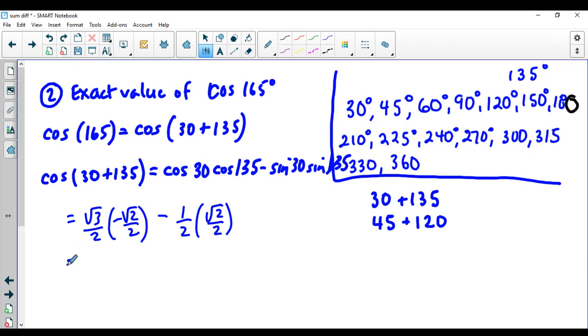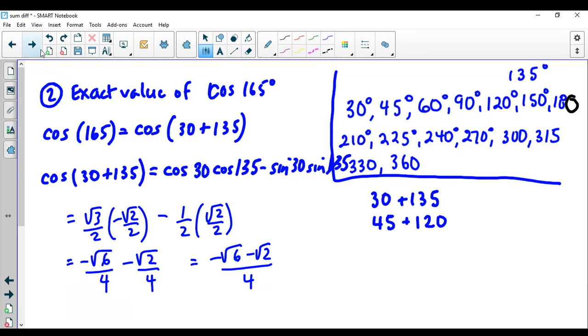Then we just multiply: negative square root of 6 over 4 minus the square root of 2 over 4. Nothing else we can do except common denominator. You're going to see the values are very repetitive, because really we're only dealing with 0, 1, a half, square root of 2 over 2, square root of 3 over 2. So this is the exact value of the cosine of 165.